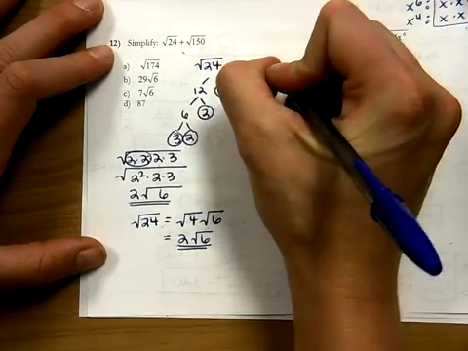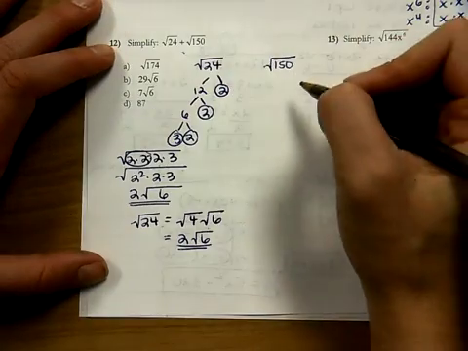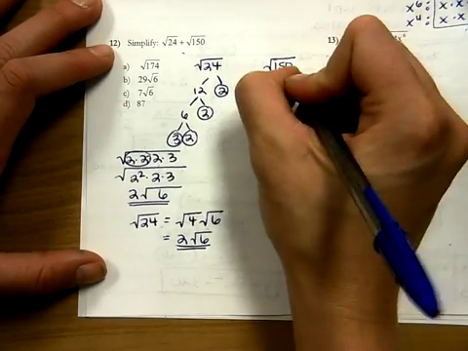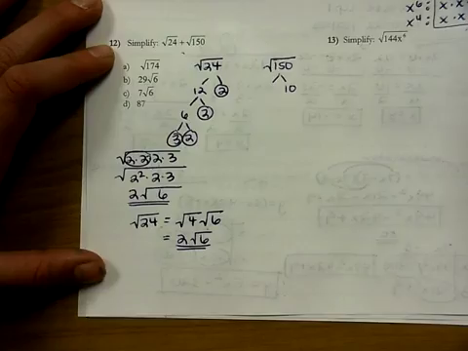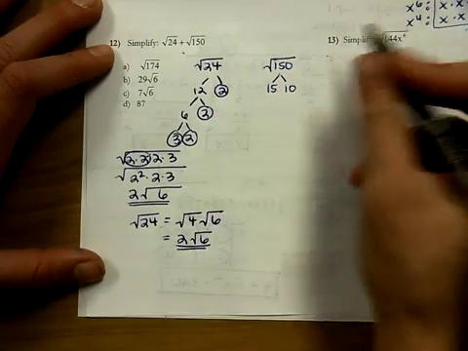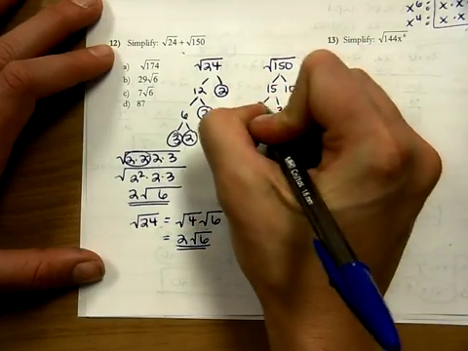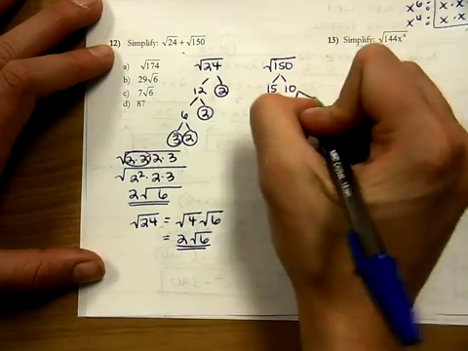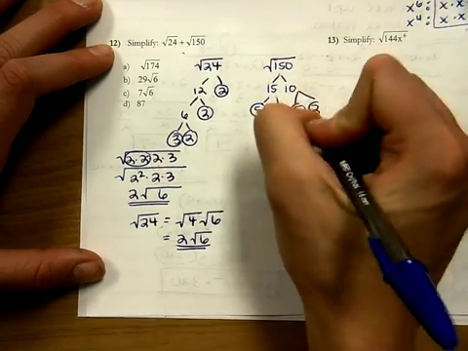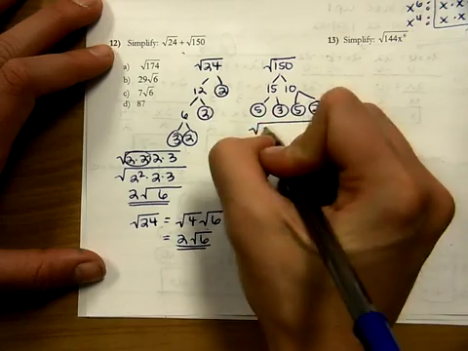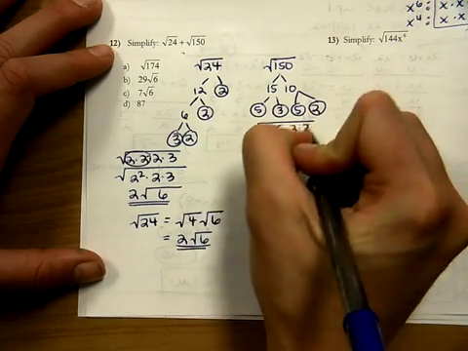I'll do the same thing for square root of 150. Again, if we don't know our perfect squares, we can always make a factor tree. Because it ends in 0, I know that's divisible by 10. So 15 times 10 is 150. This would be 5 times 3, so we got there. And then 5 times 2. So now when I simplify, I have 5 times 5 times 3 times 2.